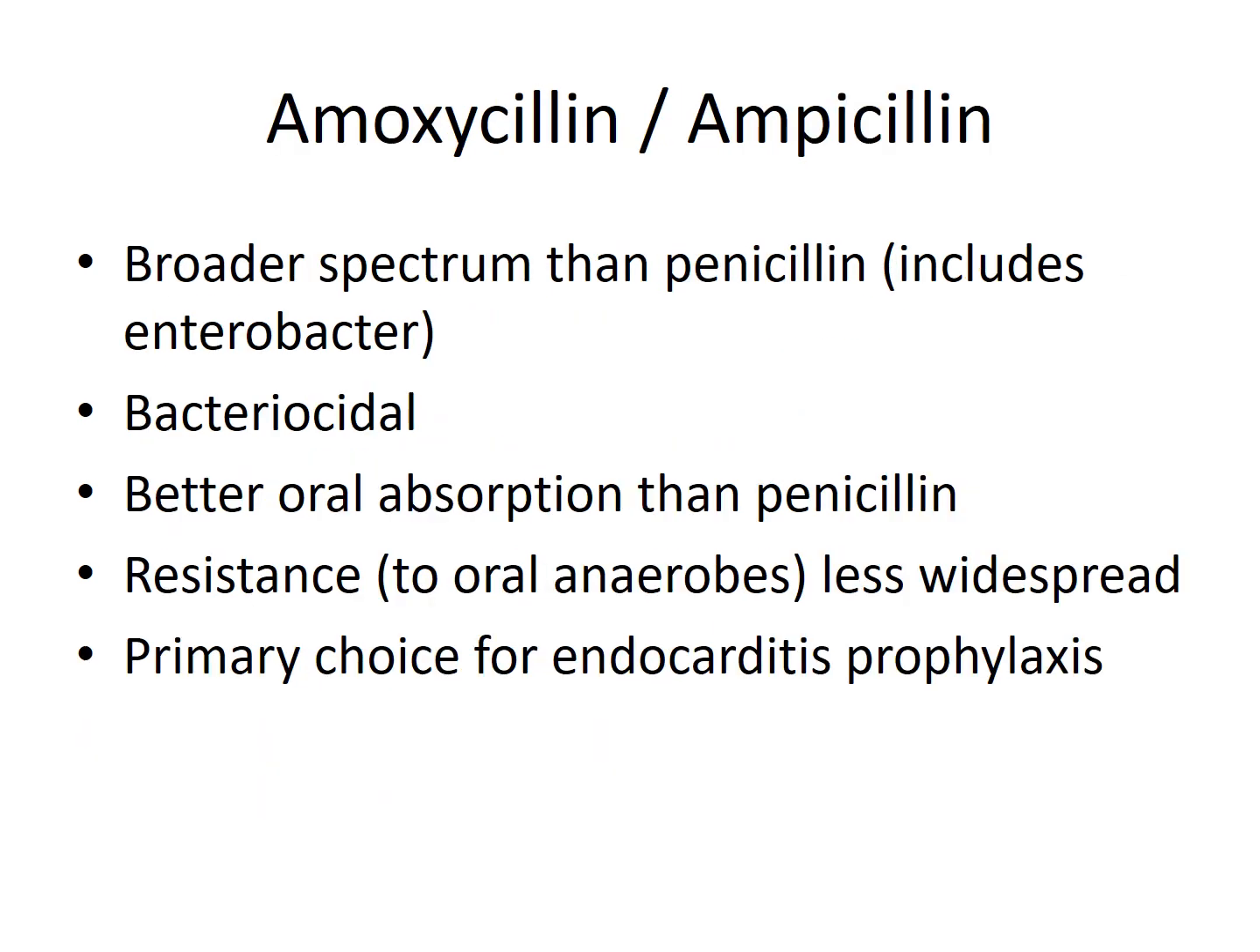Amoxicillin and ampicillin. This group has a broader spectrum than penicillin. It includes an effect on enterobacteria. Amoxicillin and ampicillin are bactericidal. They have better oral absorption than penicillin, and in terms of resistance, it is less widespread. Amoxicillin and ampicillin are the primary choice for endocarditis prophylaxis.